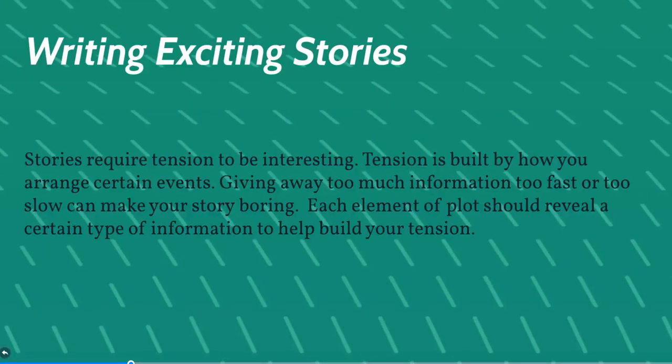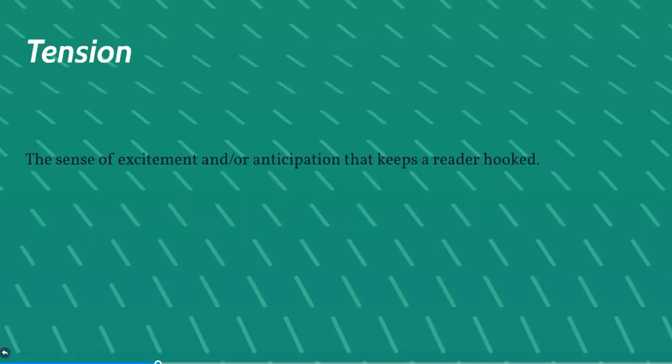Writing exciting stories means that we have to have tension in our stories. Tension is built by how you arrange your events. If you give too much information too fast or too slow, it will make your story boring. So we use plot to reveal certain types of information at certain points in time to build our tension and make our stories interesting and exciting. Tension is simply the sense of excitement and/or anticipation that keeps a reader hooked and reading.